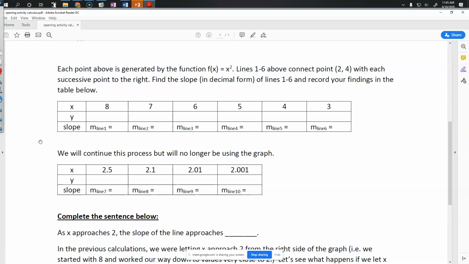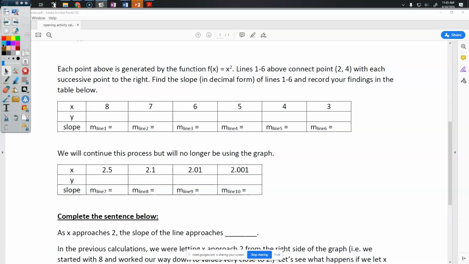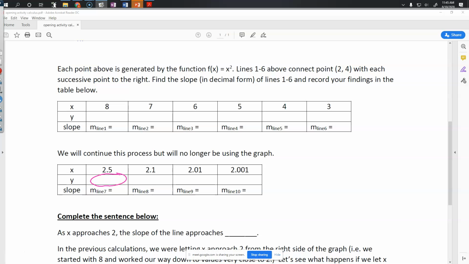So at this point, we're just going to be doing some math. So we're not going to look at a chart to get our answer. We're actually just going to calculate everything. So let's go ahead and start here. Suppose I told you x equals 2.5. What would the y value be? If you need a calculator, that's fine, or take your time. 6.25. There you go.